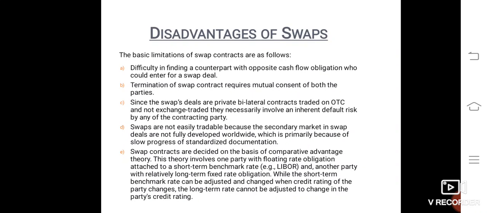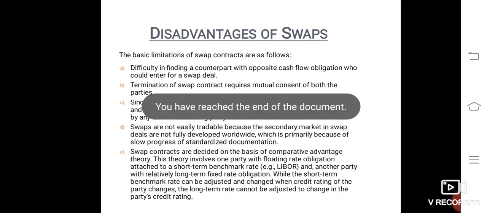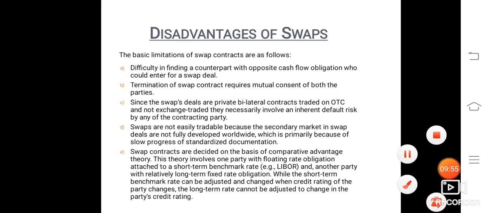Swap contracts are decided on the basis of the comparative advantage theory. This theory involves one party with a floating rate obligation attached to a short-term benchmark rate and another party with relatively long-term fixed rate obligations. While the short-term benchmark rate can be adjusted and changed when the credit rating of the party changes, the long rate cannot be adjusted to a change in the party's credit rating. So these and all we can list as the disadvantages of swaps. Thank you.